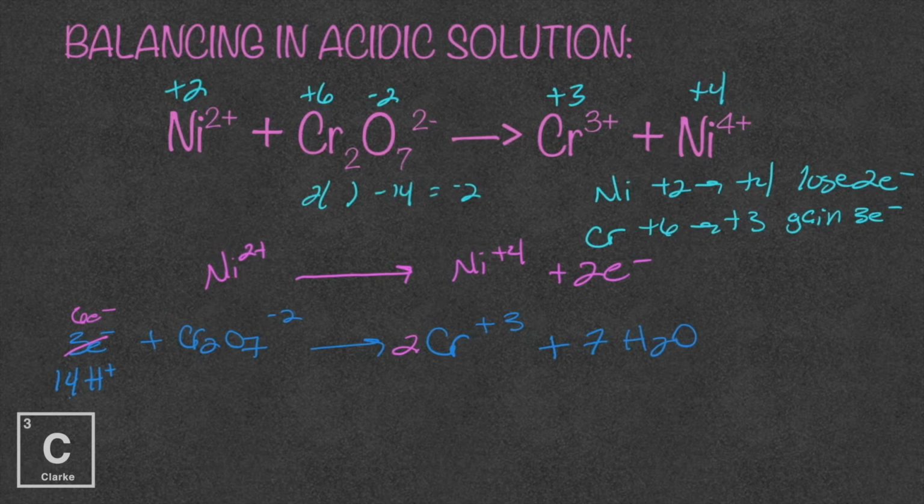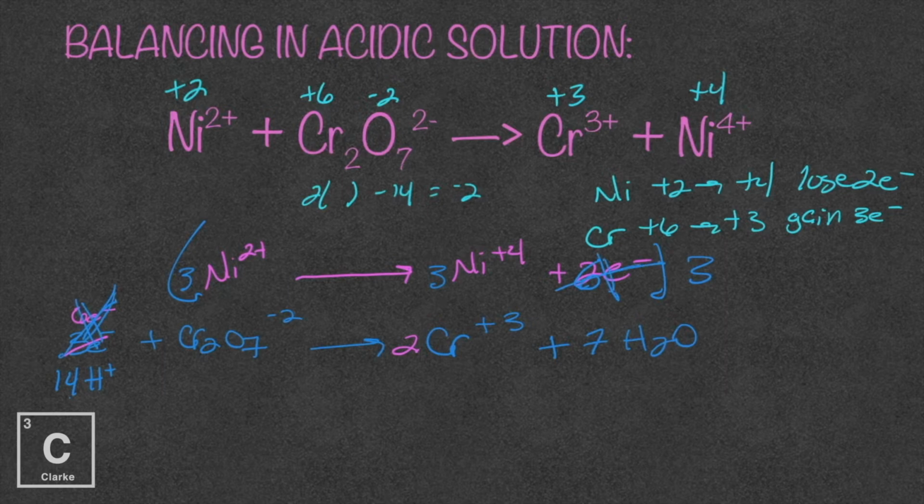Now let's balance for charge. We have 6 electrons here. We have 2 electrons here. So we need to multiply by 3. When we multiply by 3, that's going to give us 3 nickels. And that's going to give us 6 electrons. Those 6 electrons are going to cancel with these 6 electrons.